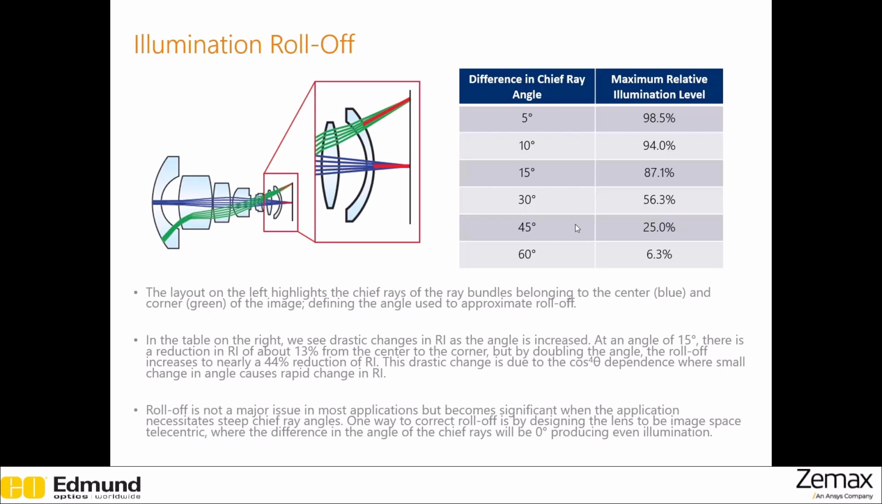In most applications, roll-off is not a big concern, but for some specific applications, it can become a major issue. For example, in imaging systems where short working distance and large field of view are needed. In those cases, roll-off can be corrected by designing imaging systems that are image space telecentric, which essentially means the angle of the chief rays will be 0 degrees, which produces even illumination.